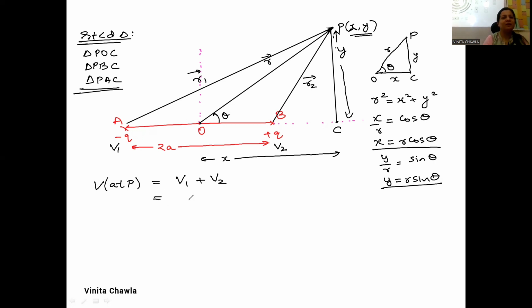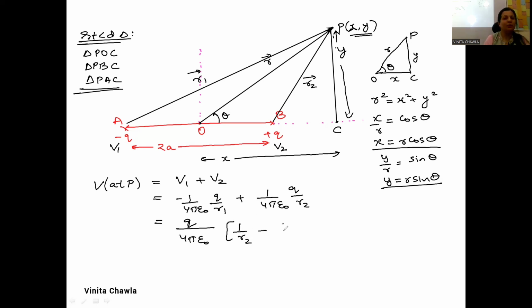Okay. And what is V1? It is minus 1 upon 4 pi epsilon naught Q by R1, because see, this charge is negative. So we'll put a negative sign here. And V2 is 1 upon 4 pi epsilon naught Q by R2. Now we can take this 1 upon 4 pi epsilon naught outside. And Q also we can take outside because Q is the same for both. So in the bracket, we will have 1 upon R2 minus 1 upon R1.